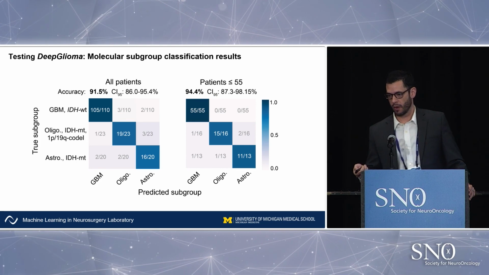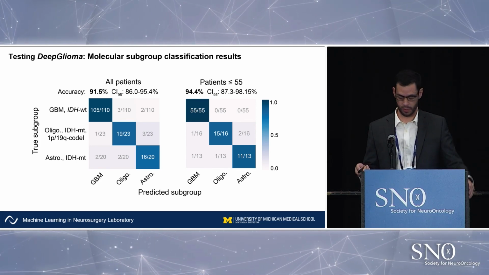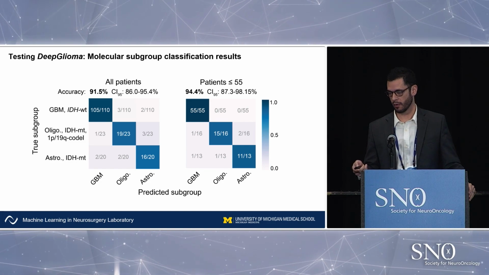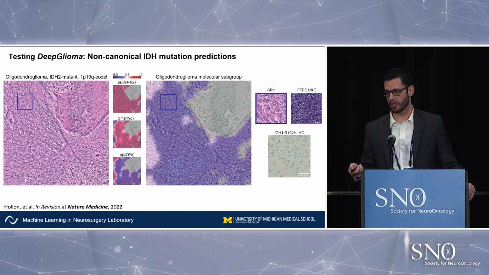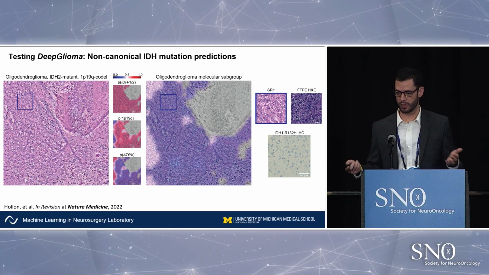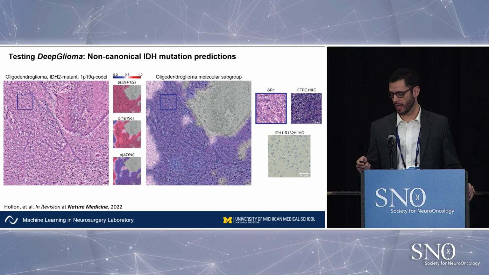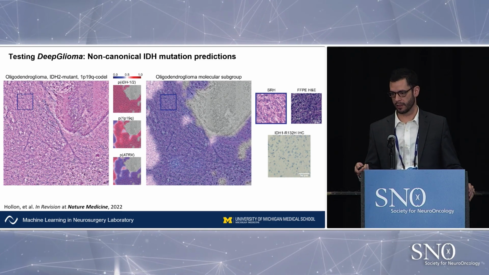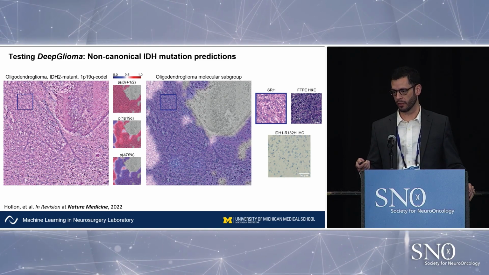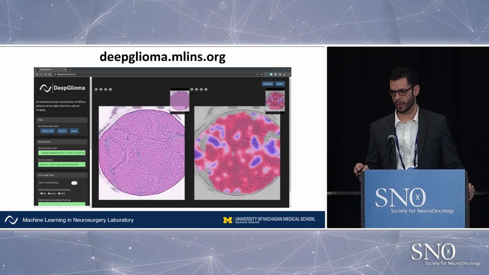So how do we do now for the multi-class classification? This is each one of the molecular subgroups. We were able to do quite well here, again, over 90% accuracy. So this is the advantage, really, in my mind. So how do we do a non-canonical IDH mutant prediction? So this is a patient that had an IDH2 mutation, and we were able to accurately predict that this is, in fact, a molecular oligo with an IDH mutation, despite being a negative immunohistochemistry.